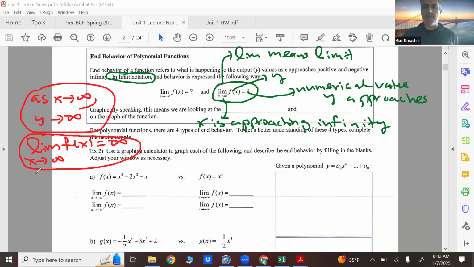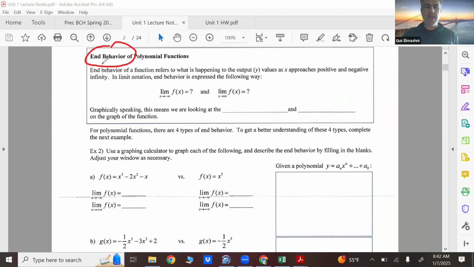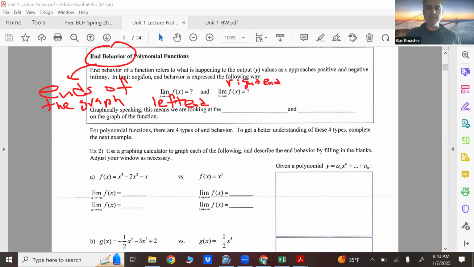And why do we call it end behavior? We call it end behavior because you're looking at the ends of the graph. So clearly this is going to be the left end, and that'll be the right end. So generally speaking, this means we're looking at the left end.